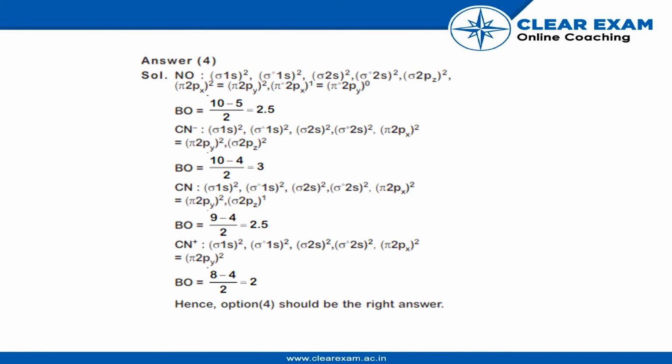As we can see here, the bond order is calculated by writing their electronic configuration and then applying the formula to find out the bond order. Out of all the given molecules, the CN⁻ molecule has the highest bond order, that is of order 3. Therefore, the fourth option is the correct answer, that is CN⁻.